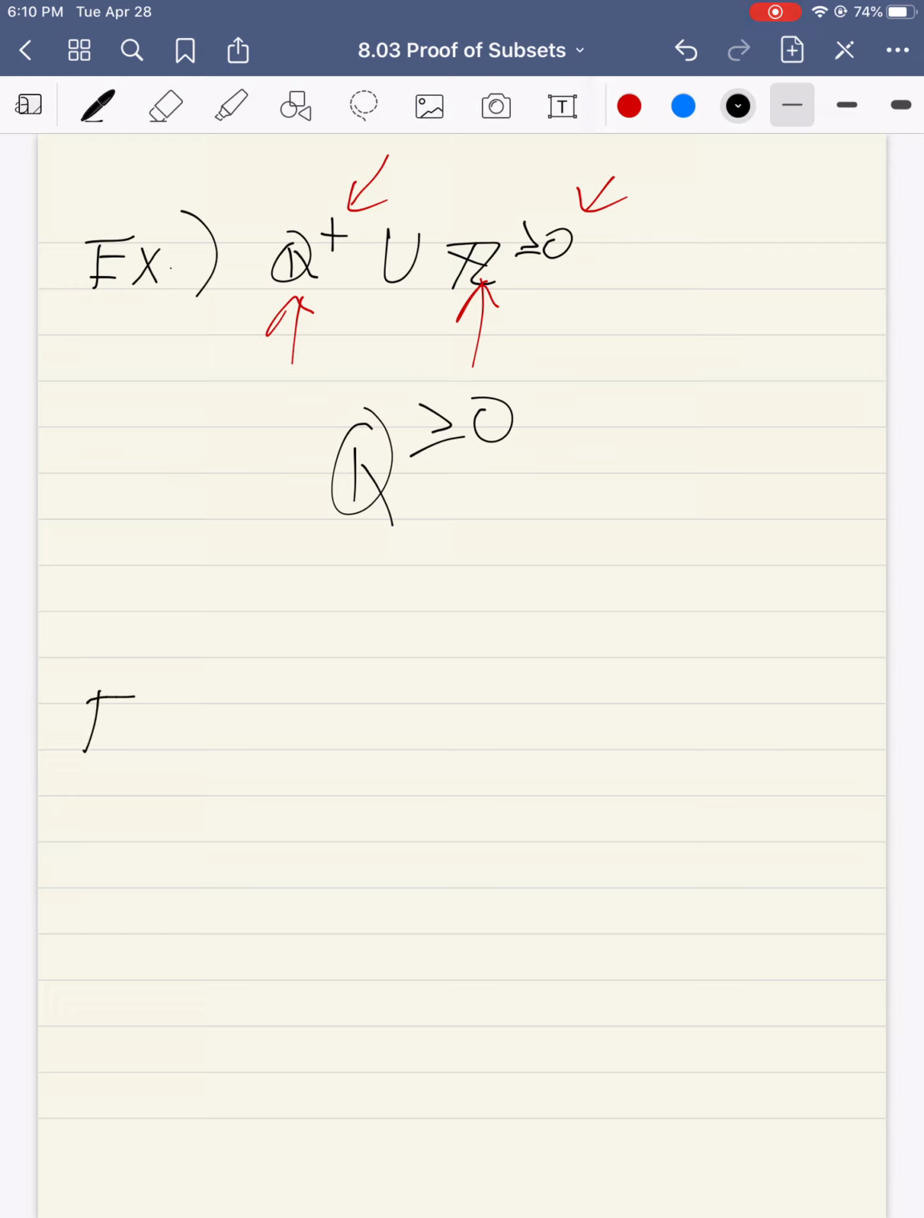Let's look at another example where we have the non-zero rational, or excuse me, non-zero reals union with all of the rationals.